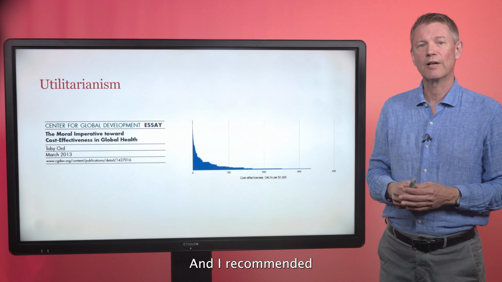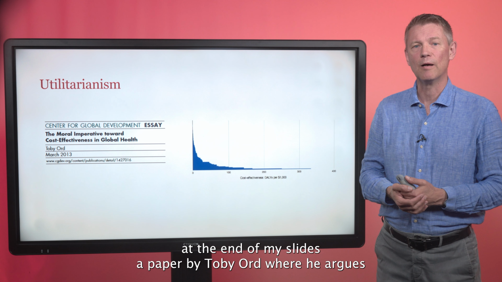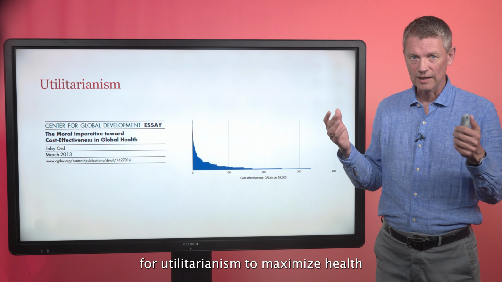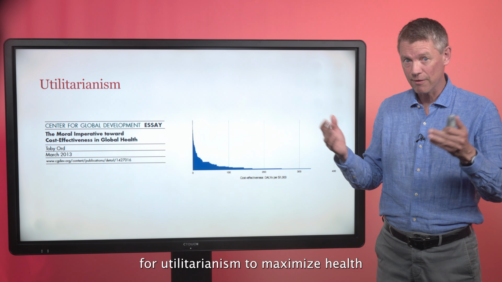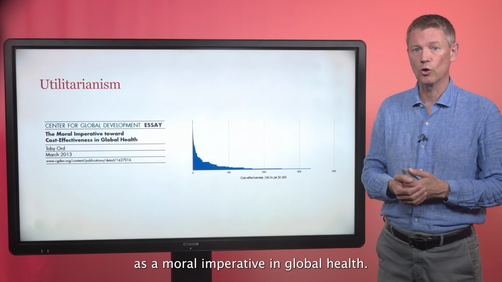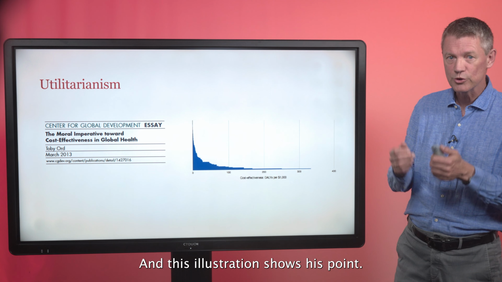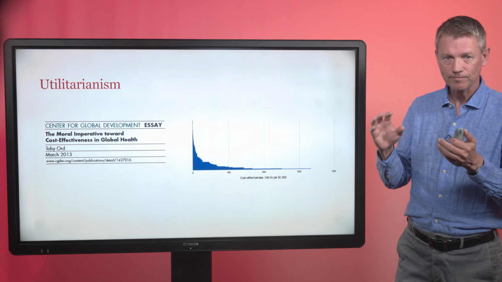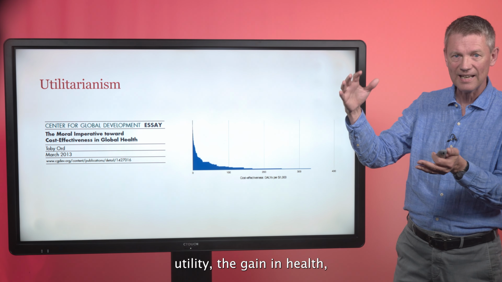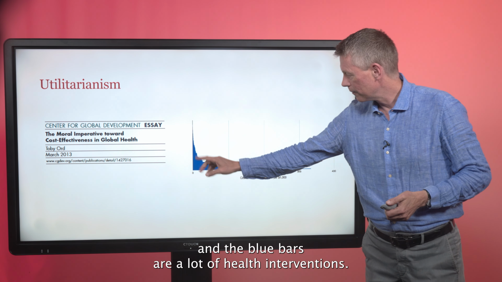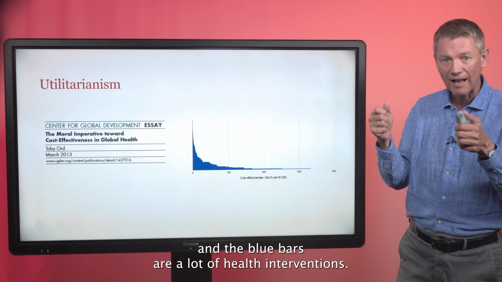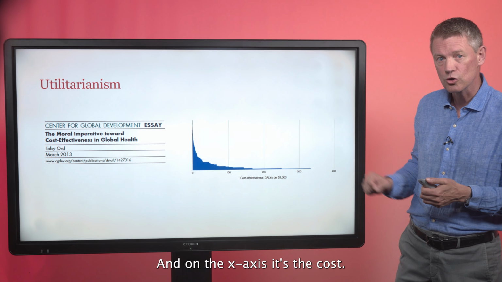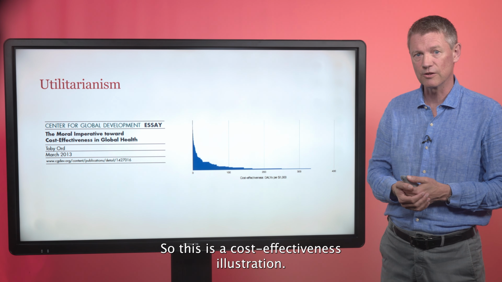And I recommended at the end of my slides a paper by Toby Ord, where he argues for utilitarianism to maximize health as a moral imperative in global health. This illustration shows his point. On this axis, it shows utility, the gain in health, and the blue bars are a lot of health interventions. On the other axis, it's the cost. So this is a cost-effectiveness illustration.